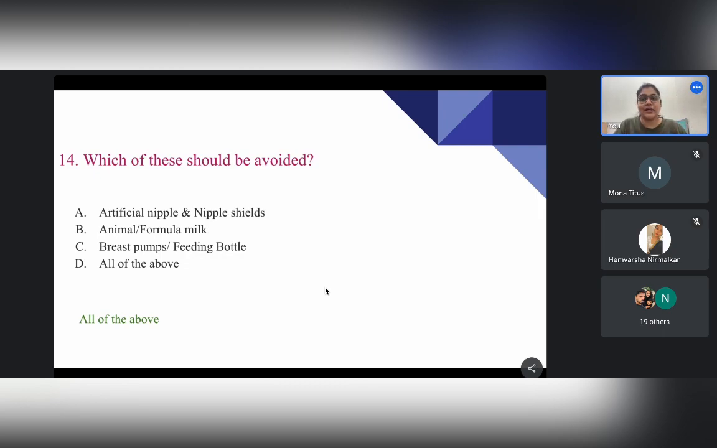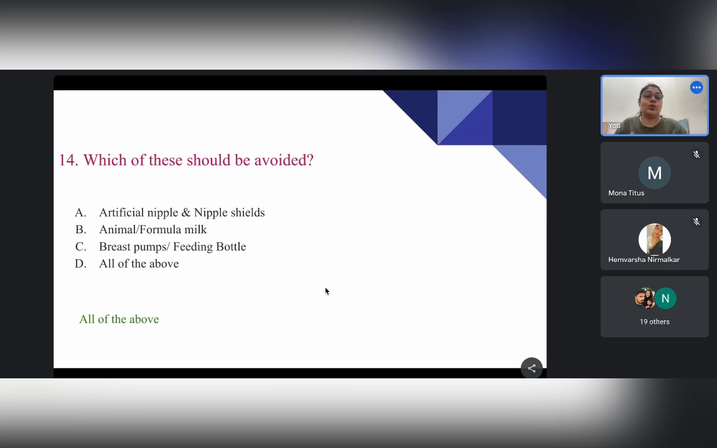Artificial nipple and nipple shields create a barrier between the child's mouth and the mother's natural breast, and a barrier would lead to improper latching. This might not help the child to get a proper latch on the breast tissue, and it might result in improper breastfeeding also. So artificial nipple and nipple shields are not advised.